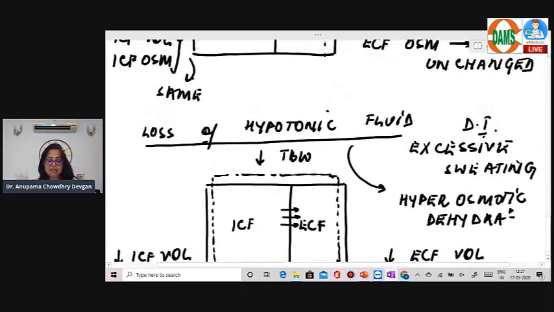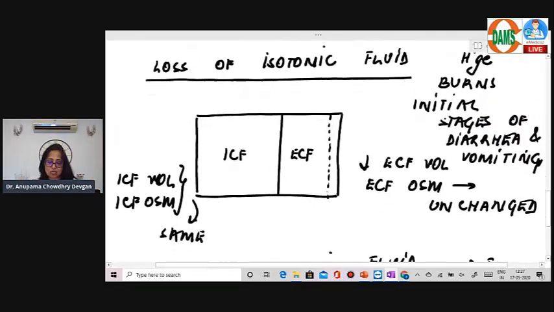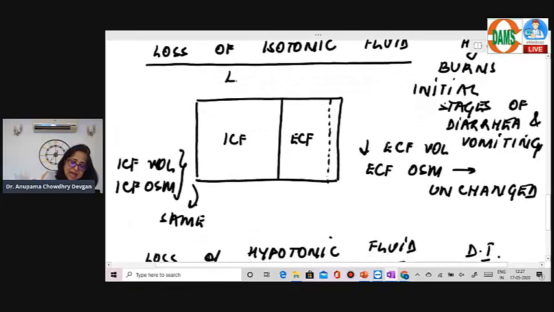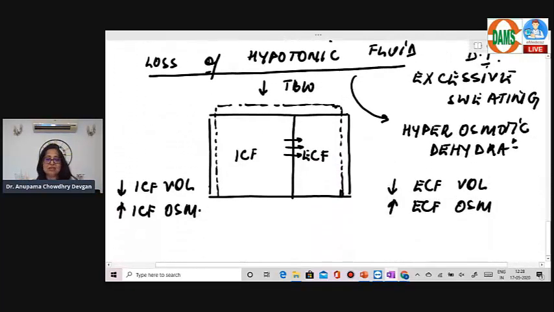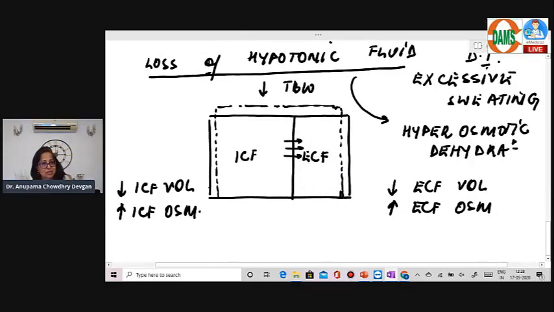Please remember, if it is loss of isotonic fluids, it is producing an isoosmotic dehydration. There is loss of total body water as indicated by the dotted line, but the change is mainly in the ECF volume with no change in osmolality. So it's isoosmotic dehydration. Loss of hypotonic fluids is producing a hyperosmotic dehydration. Increase in osmolality, reduction in the total body water, reduction in both ECF as well as ICF.